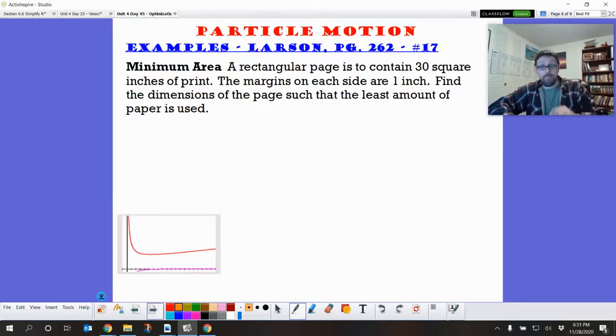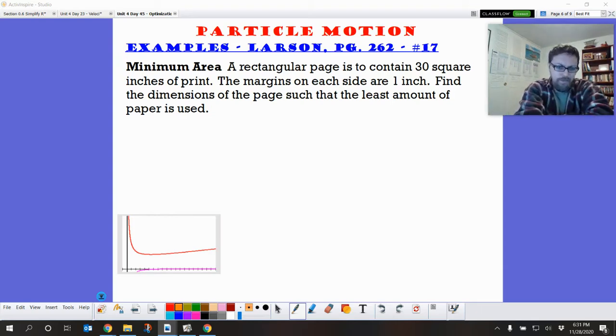All right, I think I got one more problem for you. We've got a rectangular page that is to contain 30 square inches of print, and there's a margin on each side that is 1 inch. I want to figure out the dimensions of the page so the least amount of paper is used. So I know I need 30 square inches of print, and I want a 1 inch margin. How small can I make that paper?